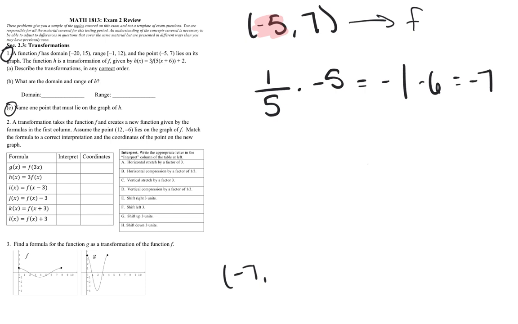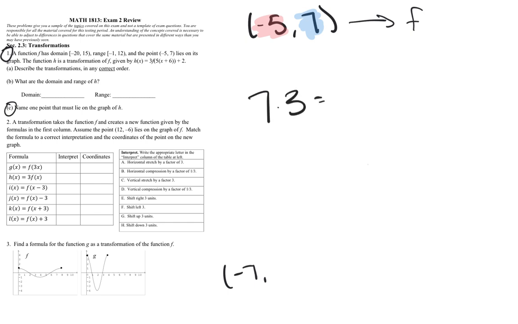Great. Now we need to do the same thing, except we want to do it with our range. Remember, we can only apply what applies to our range in our transformations. So step 1 is to multiply by our stretch of 3. Then we get 21, and then we need to add 2, so we get 23. And so our new point that must lie on this graph is (-7, 23).